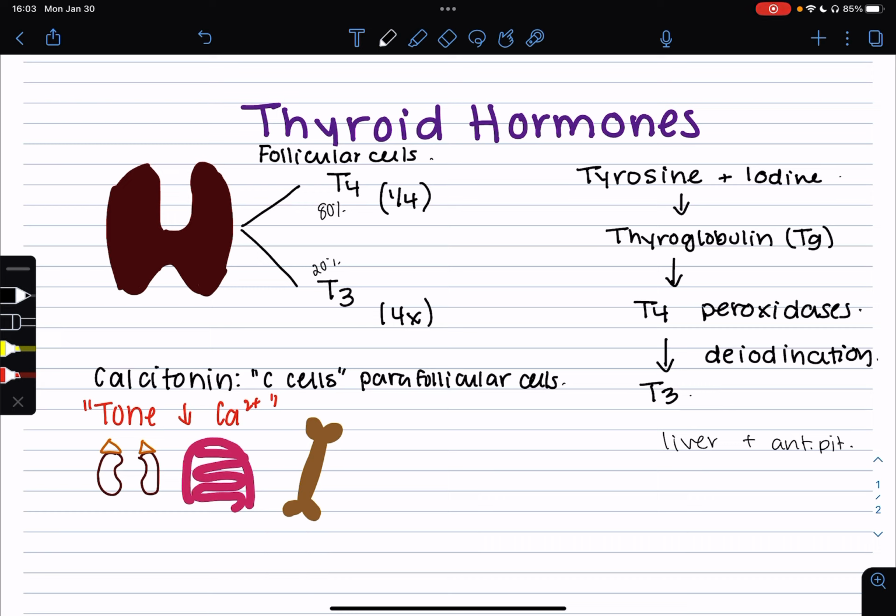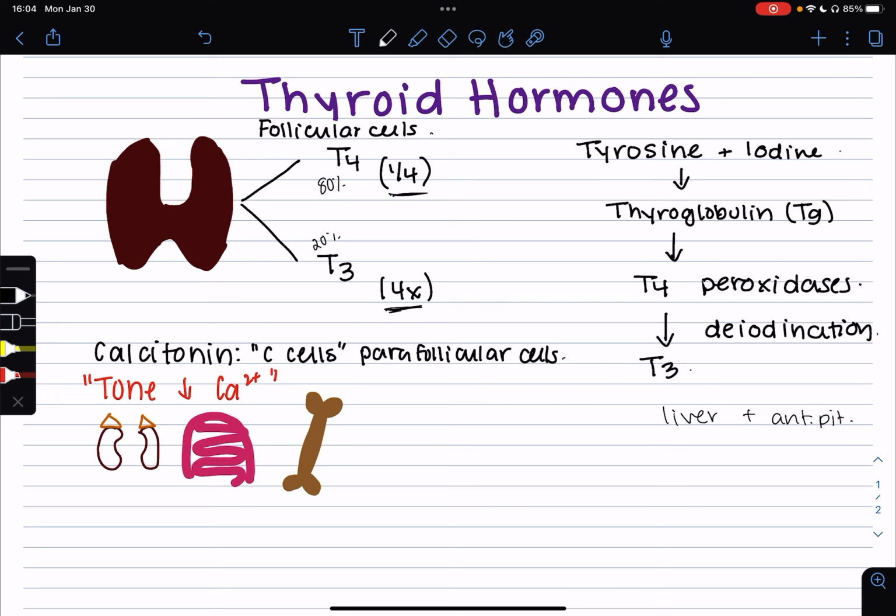All right, and so then T4 is only a quarter as potent as T3, and its half-life is roughly 6.5 days. All right, and then T3 is 4 times more potent than T4, and its half-life is about 2.5 days.